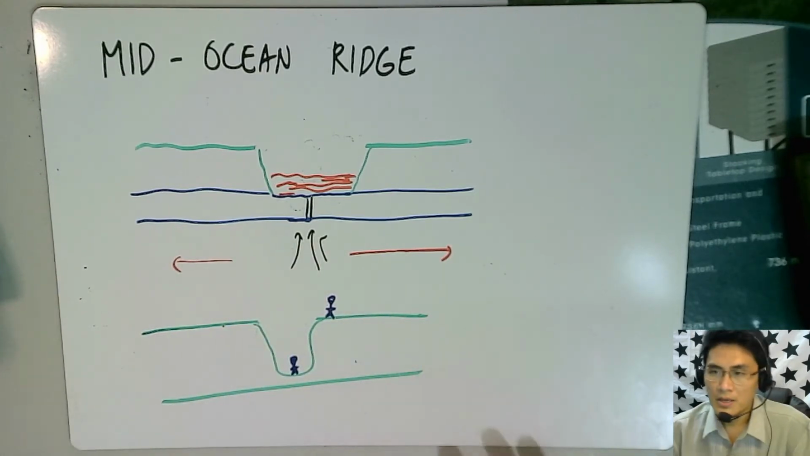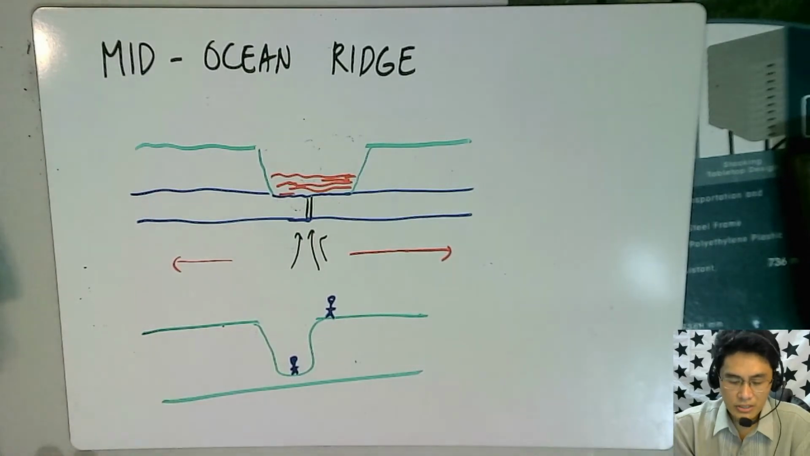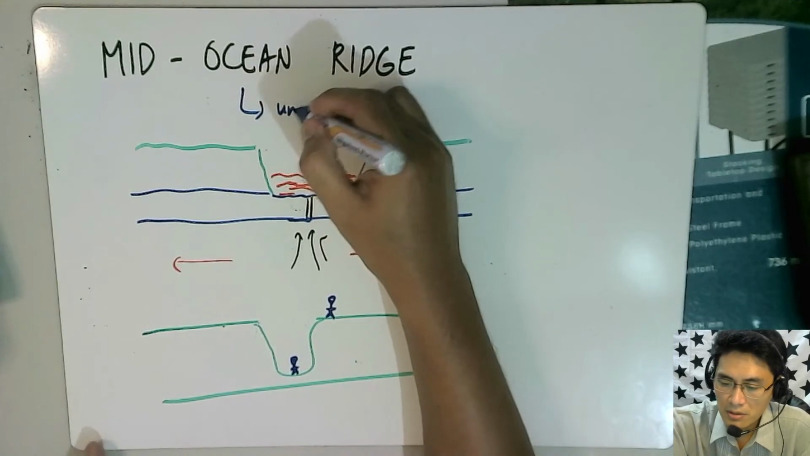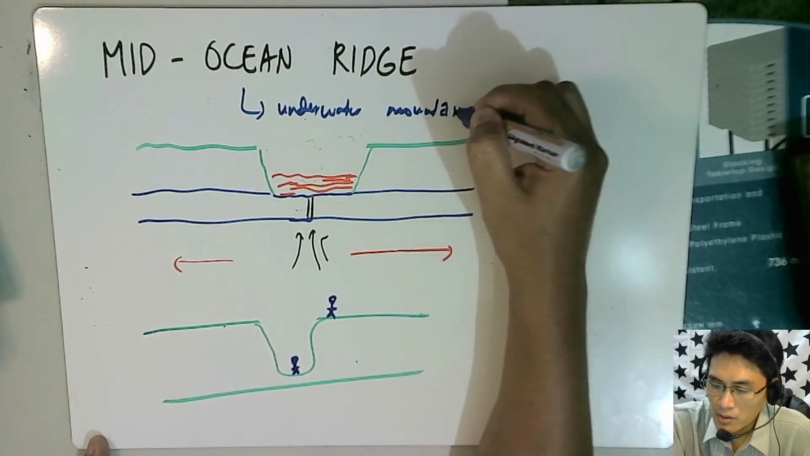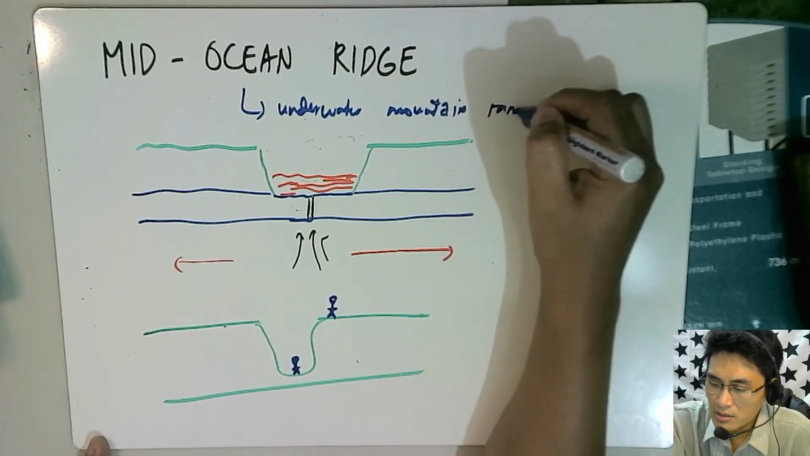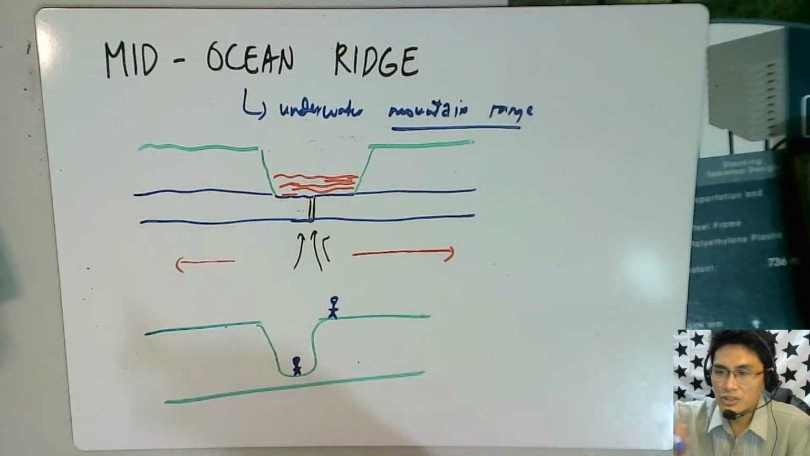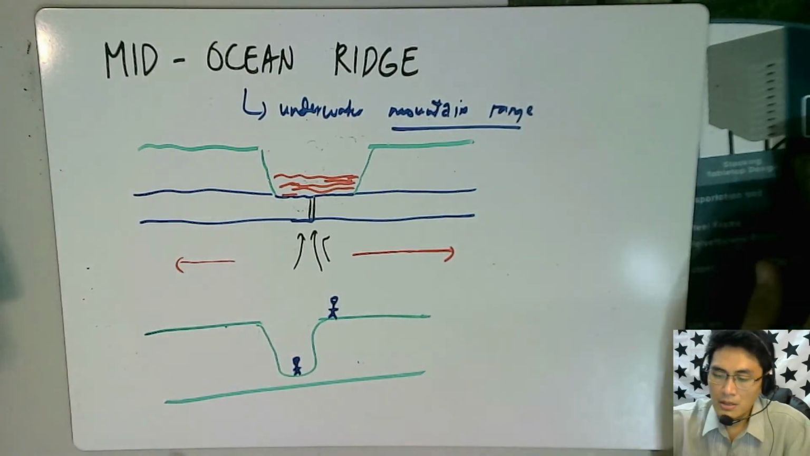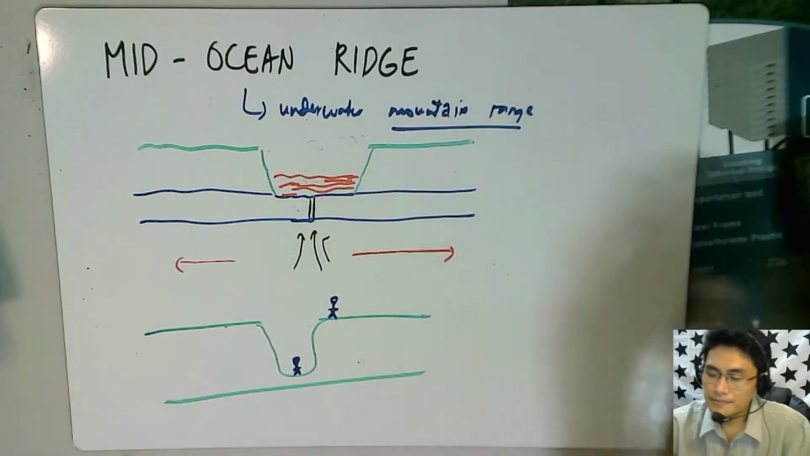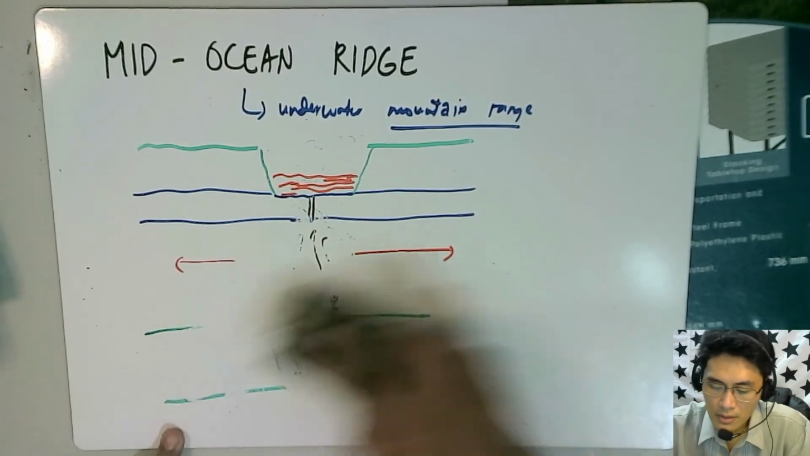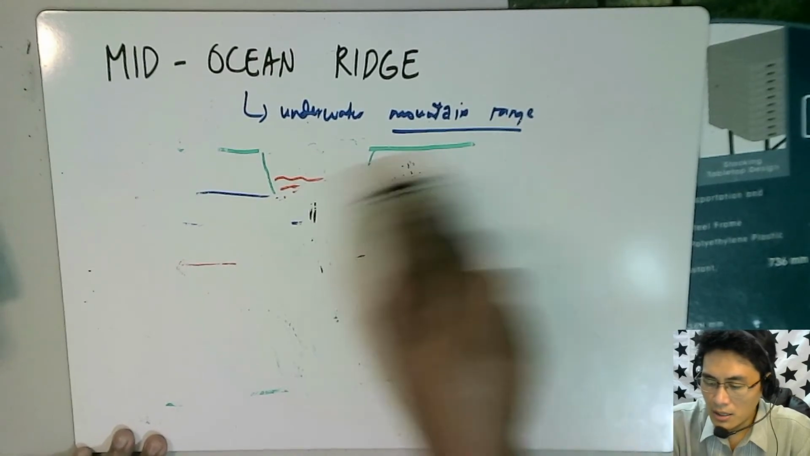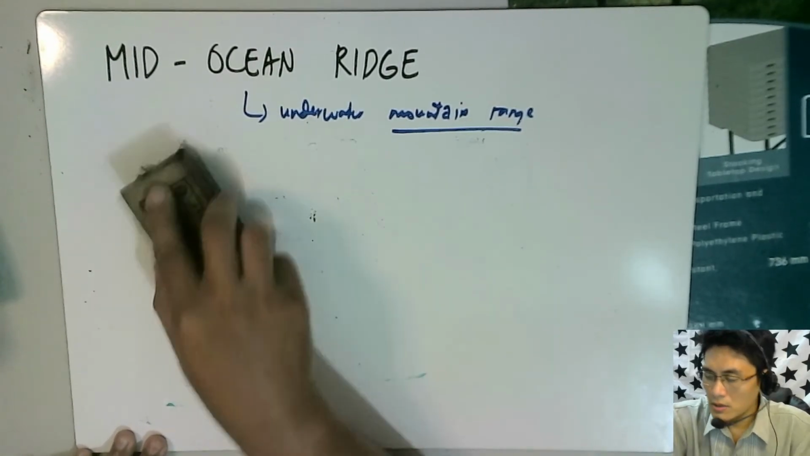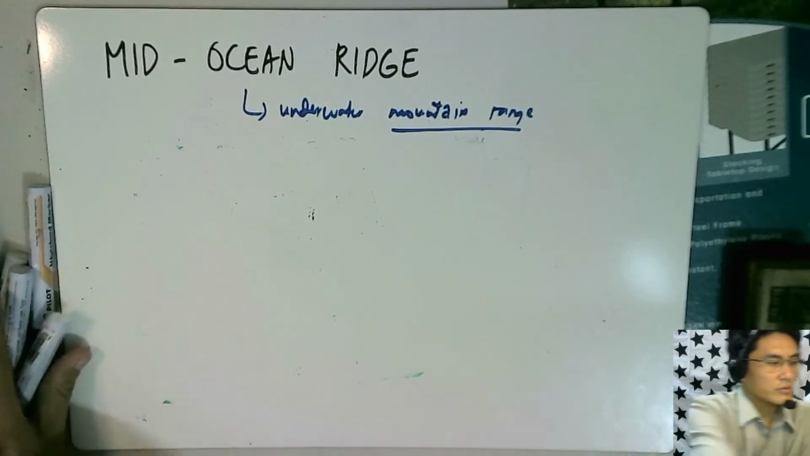So my point is, in some books, mid ocean ridges are sometimes called underwater mountains or underwater mountain ranges. So they are referring to it as a mountain range, which means a chain of mountains, right? But again, you have to understand the process in order to understand what they mean by that.